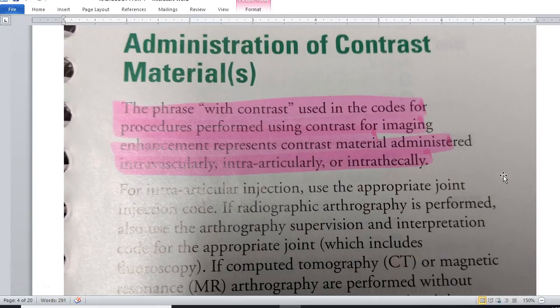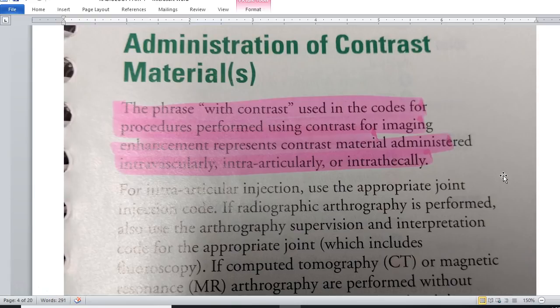If we're looking at the vessels, most likely we're going to use contrast. Why? Because the contrast that we inject into the patient's vessels is going to show us if there's any occlusion or stenosis or any arteriovenous malformation.